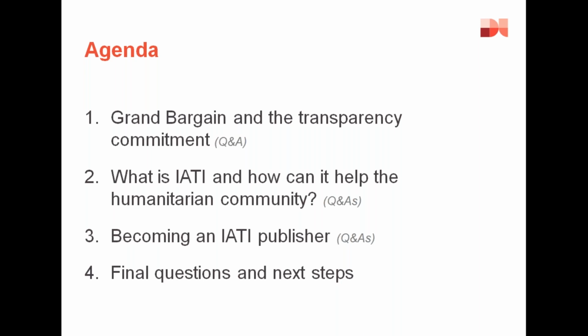The second part of the presentation will explain what IATI is, how it can benefit the humanitarian community, examining who needs the data and how IATI data is already being used, as well as potential new uses. And the final part will address the mechanics of becoming an IATI publisher, including how to take forward transparency within your organizations and some of the key issues you may need to consider. And finally, we'll look at next steps and take some final questions.